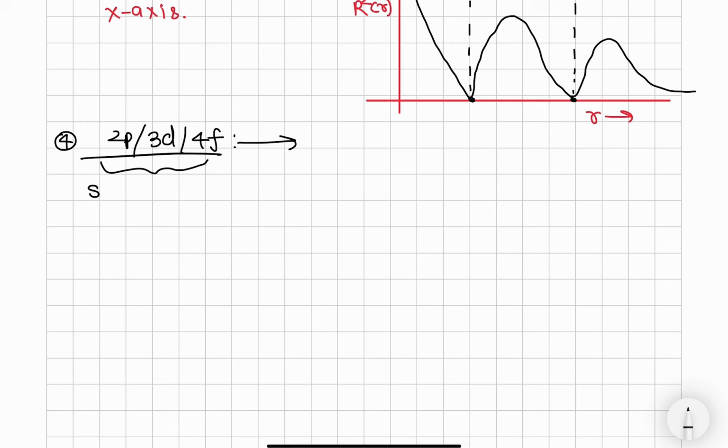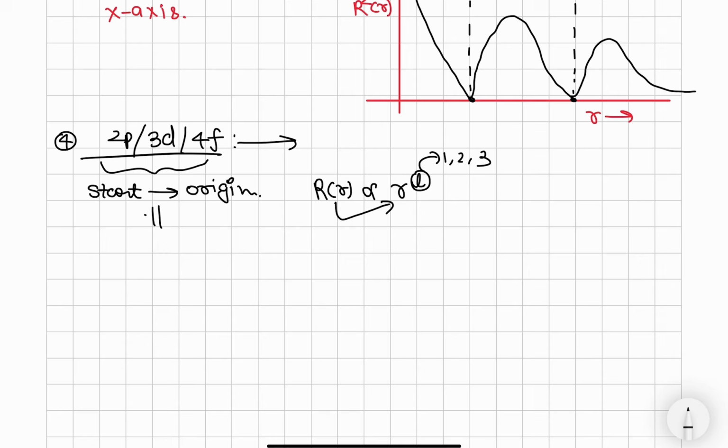Because the graph starts from origin. Because here is p, d, f orbital, and if you put the value of r equal to 0, the whole function R becomes 0, because in case of p, d, f, RR was proportional to r to the power L, and value of L is 1, 2, 3. That's why in the function of RR, R is always present, and if you put the value of R 0, the value of RR becomes 0.